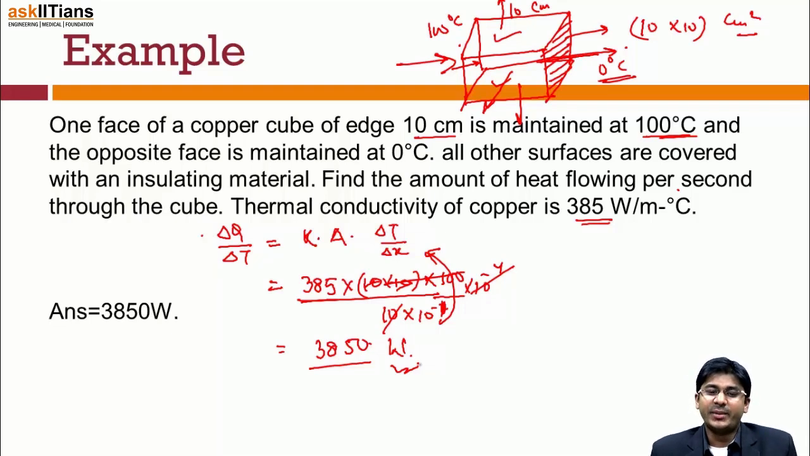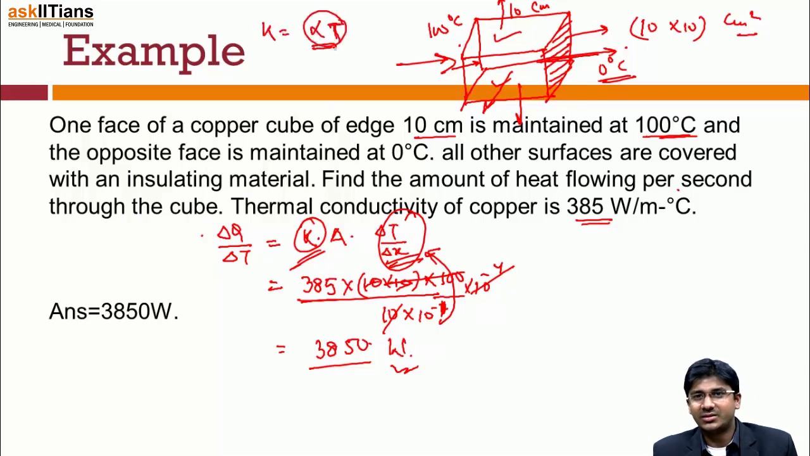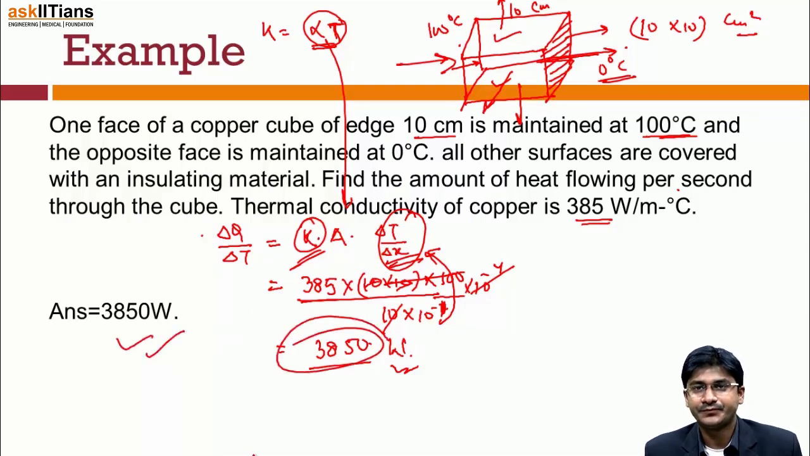Although in the questions you may have a variable k, you may have delta T by delta x as a function of something. All those things can happen. Like suppose it is given that k is alpha T, it depends on temperature, something like that. So you put this expression, in that case you integrate it and then you solve the question. Okay, but the basic formula is the same, the Fourier's law. Okay, so this is the correct one, 3850 watt.